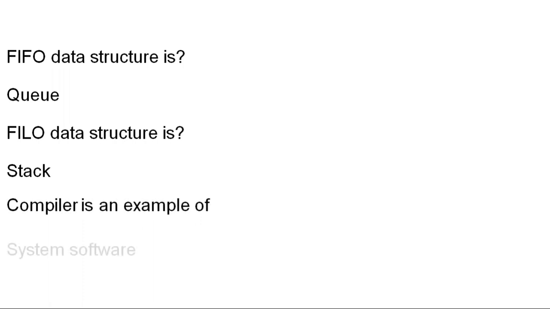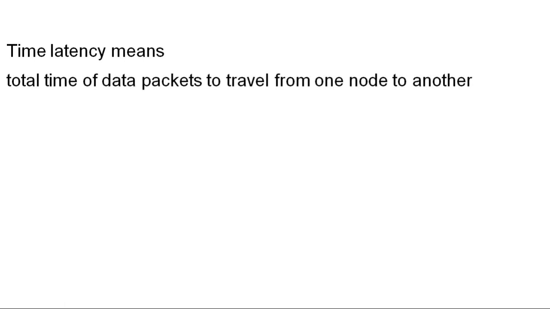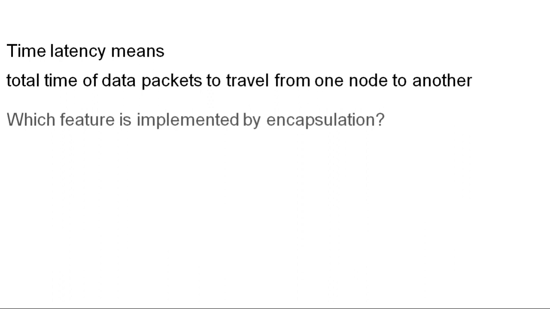A compiler is an example of system software. Which one is not an OS? MS Office. Stack is LIFO, last in, first out. Rows are also known as tuples. Time latency means the total time for data packets to travel from one node to another. Which feature is implemented by encapsulation? Abstraction.